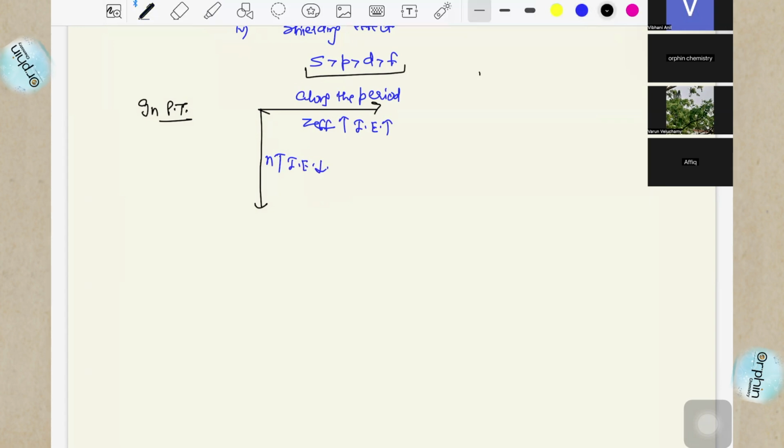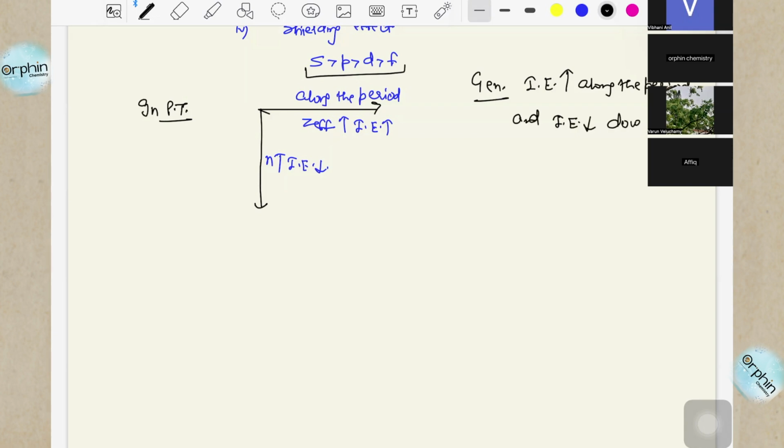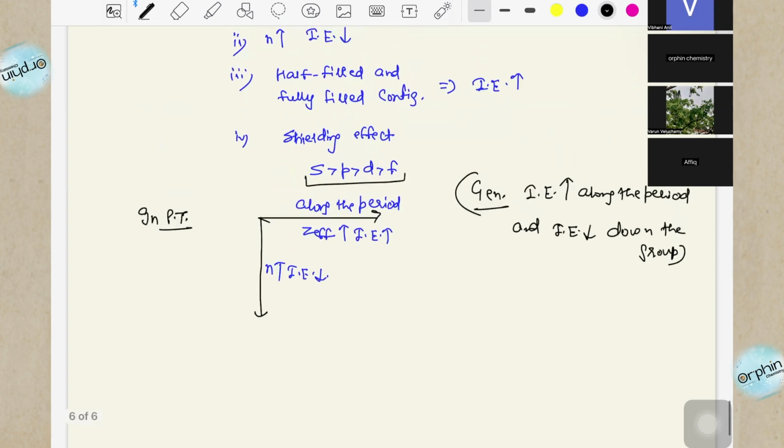So generally what should happen? Generally, ionization energy increases along the period, and ionization energy decreases down the group. Okay, so this is what should happen, but it is not something that must be followed. It is a general order, because we are seeing Z effective and shell number only. Here we are not taking the factors of half filled and fully filled, nor the shielding effect. So some changes in the order can be there.